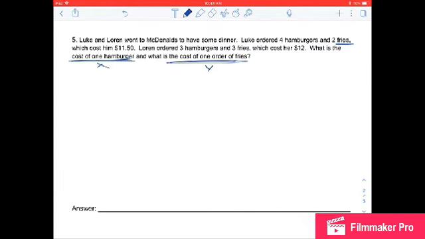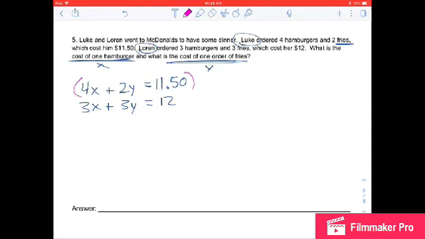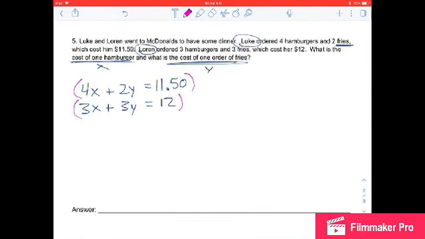Okay, so let's look at Luke's order first. Luke ordered 4 hamburgers and 2 fries for a total of $11.50. Good. Lauren ordered 3 hamburgers and 3 fries for a total of $12. Okay. And there's my 2 equations. Now, this time, I can't just multiply 3 to get 4. I can't just multiply 2 to get 3. So, I'm going to have to multiply both by something. Okay? So, I'm going to try and get the y's to cancel out.